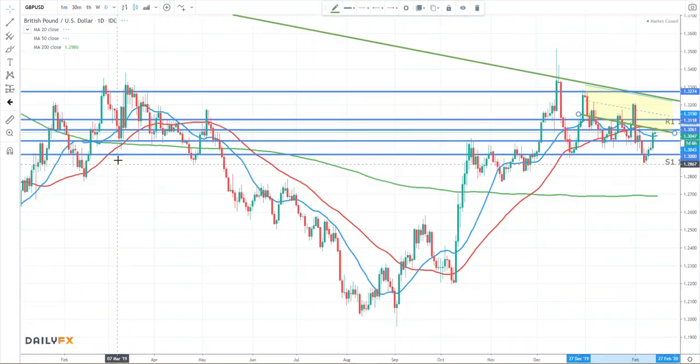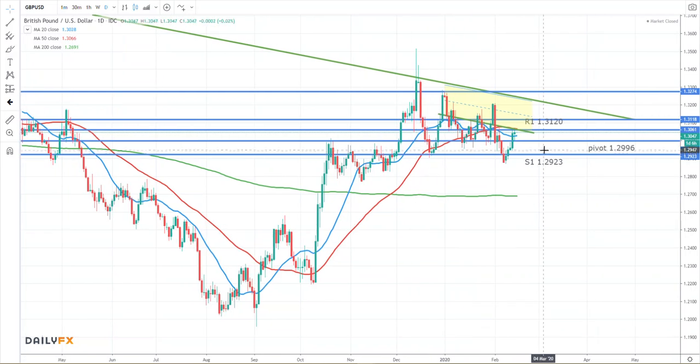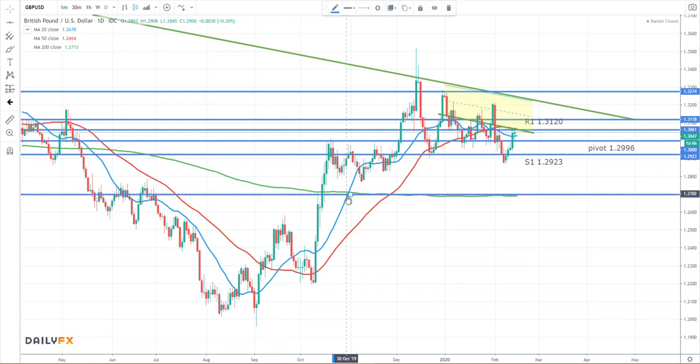Let's look at our daily. There's our support at 1.2923. If price were to break through that, I think we'd see an attempt to touch the 200 daily moving average, right about the $1.27 mark.